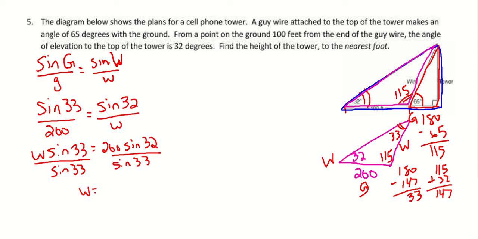w, which is equal to 200 sine 32 over the sine of 33. You don't technically have to write that again if you're doing the question. We already have it, but just so we know. Now remember, if we're looking for an angle, I'm going to have to use the inverse. Since this is a side, I'm just going to cross multiply and solve from there.